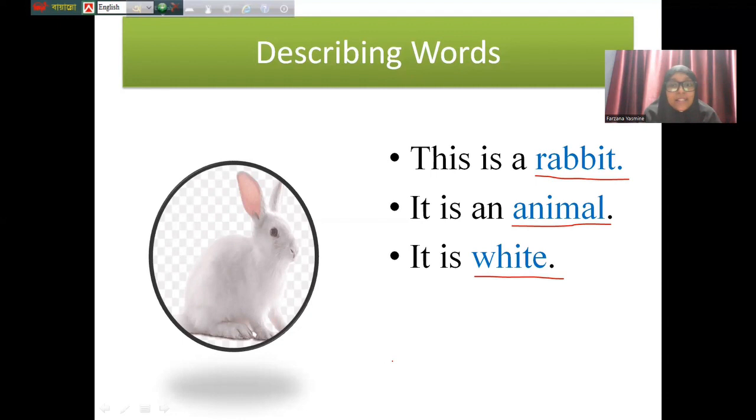Now let's practice again. This is a rabbit. It's an animal. It's white. In a long way, you can say this is a rabbit. It is an animal. It is white.